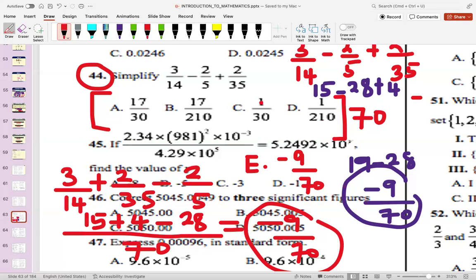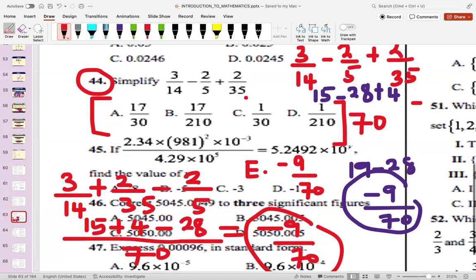So you can look at it in both ways. I told you that in BODMAS, whenever you have minus and plus, you can do the two at the same time.